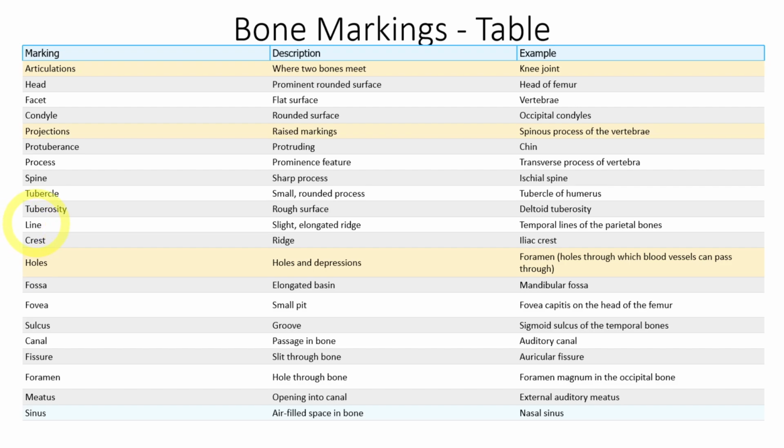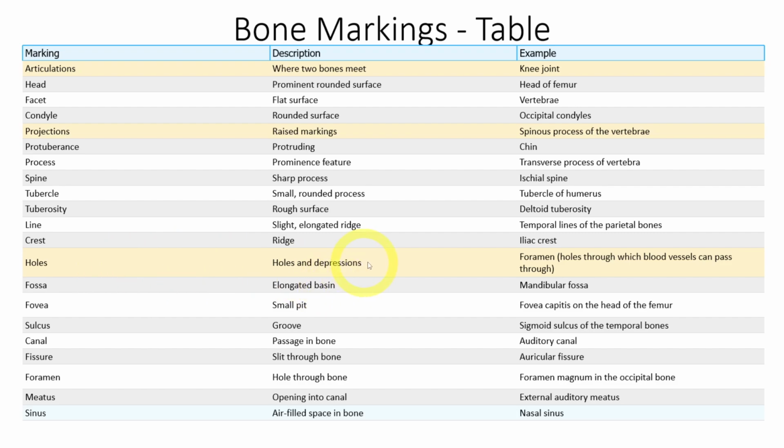Line. A line is a slight elongated ridge along a bone surface, like the temporal lines of the parietal bones of the skull. Crest. A crest is a ridge. It's lower on one side, a little bit of a slope, and the other side is kind of a drop off, like the iliac crest.